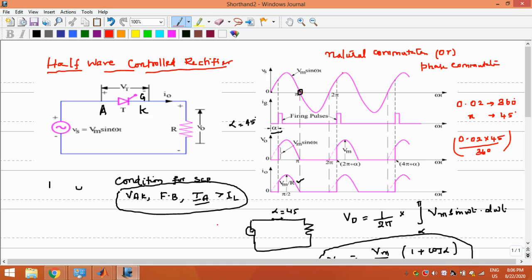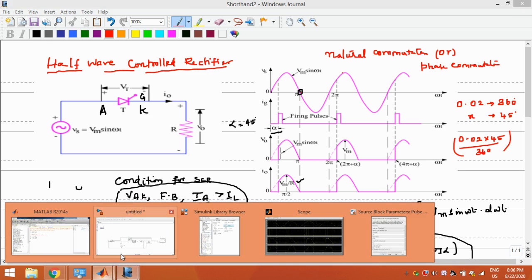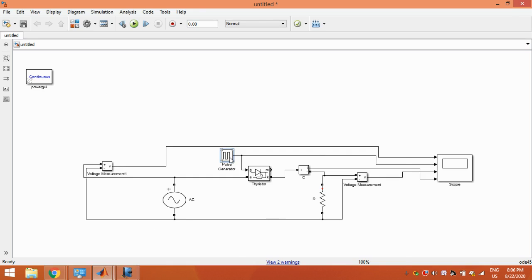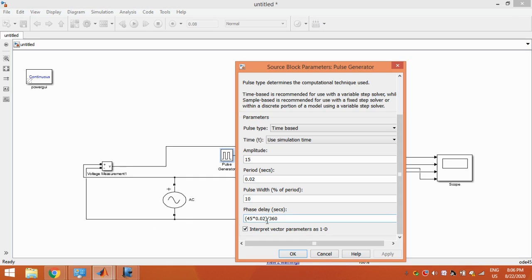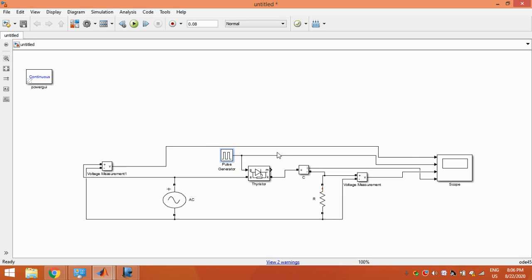So that only I have given here, right? That only I have given as 45 into 0.02 by 360. So 45, it's up to you. The 45 degree is changeable. You can always change your firing angle. Here in this case, we have taken 45 degree. You can give 30 degree, 90 degree, whatever, depending upon your requirement. So now the simulation is ready.